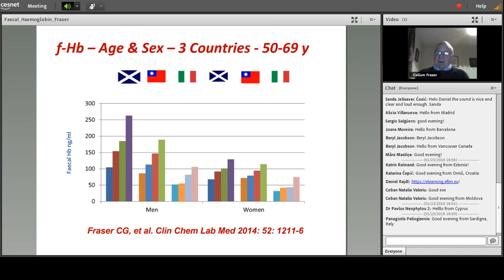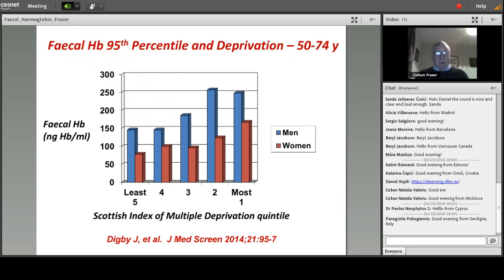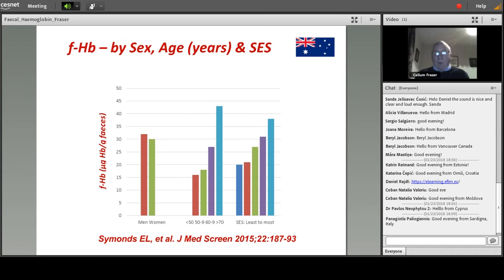The interesting thing is it also rises with age in women, but women always have a lower concentration of hemoglobin in their feces than men. Men have higher amounts than women. And other factors are important as well. For example, here is deprivation or socioeconomic status, and the least deprived have less fecal hemoglobin than the most deprived. And again, this holds for men and women in Scotland and the countries we've worked with.